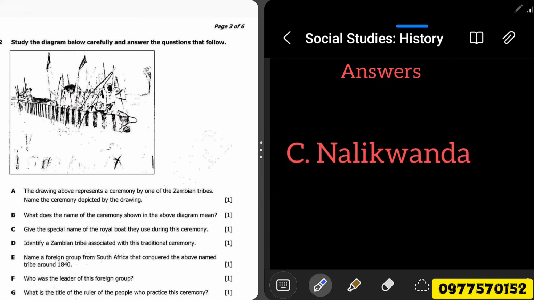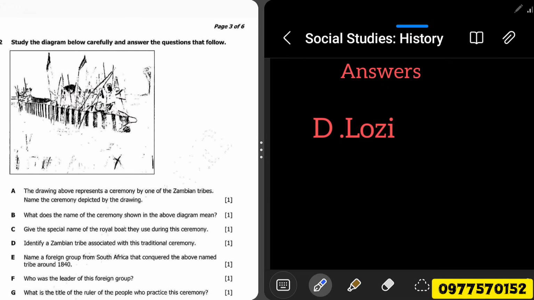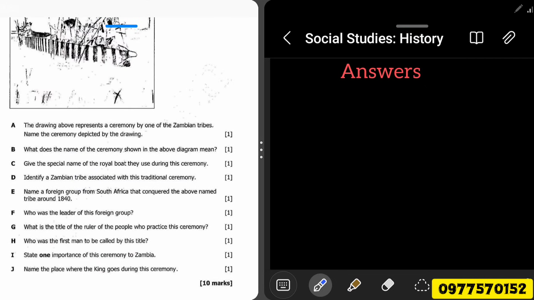Identify a Zambian tribe associated with this traditional ceremony. The answer is the Lozi speaking people, the Lozi. Name a foreign group from South Africa that conquered the above named tribe around 1840. The foreign group were the Kololo, so you can just write Kololo. Who was the leader of this foreign group? The leader of the Kololo was Sebitwane.